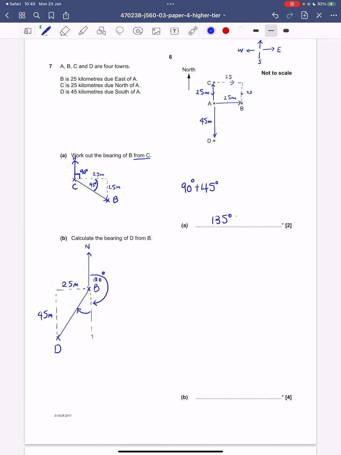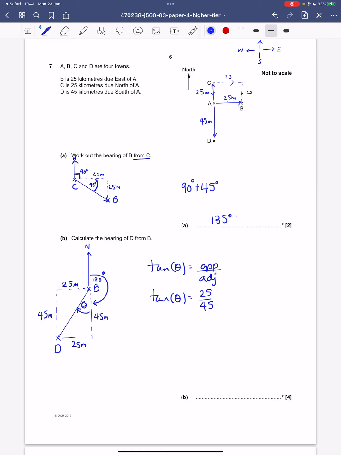Okay, so we look at this angle here. That one's 45 metres and that one's 25 metres. We want the angle, let's call that theta. We've got tan theta is the opposite over adjacent. So tan theta, opposite theta is 25 metres, adjacent to theta is 45 metres. So tan theta is 25 over 45.